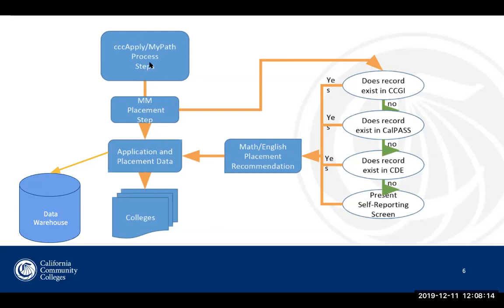Again, submission of an application on CCC Apply kicks us off. Then we attempt to identify any sources of high school transcript information that we have available for that specific student. That runs through the decision logic that produces the AB 705 recommended level of support, as well as the higher level math eligibility. We then pass that information over to the colleges through the Superglue gateway, as well as writing that information out to the data warehouse.